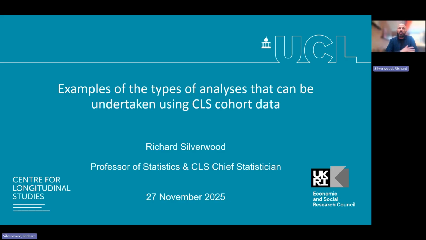So I'm not looking to give some exhaustive view of the possible types of analyses, really just thinking about a small number of analyses that leverage particular features that we have in the CLS cohort studies. And each time I'll do so by introducing them using a published analysis, but I won't go into the specifics of the analyses, because that's not really the message that I'm trying to get across.